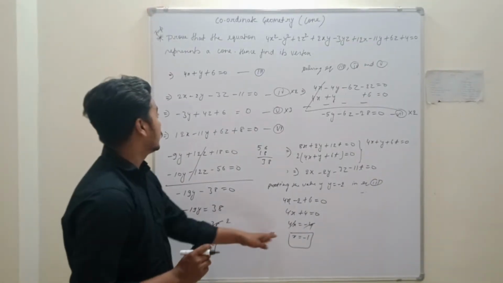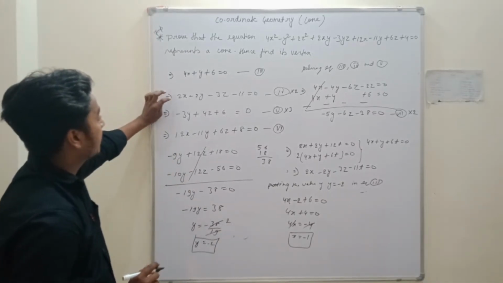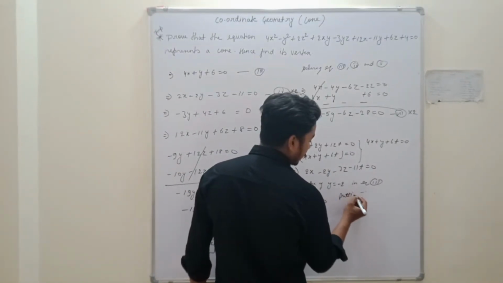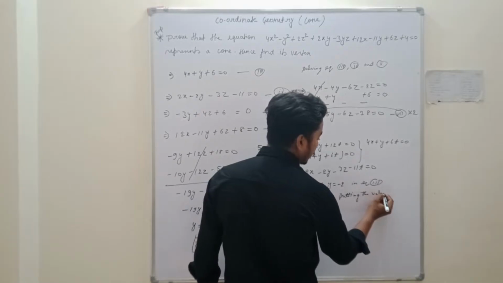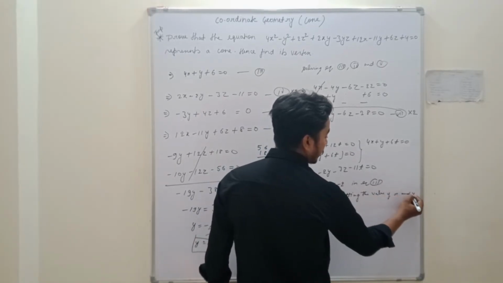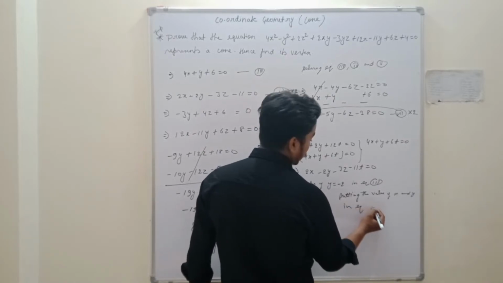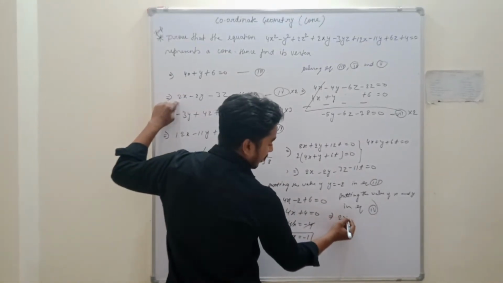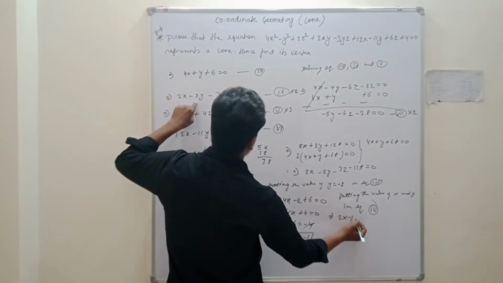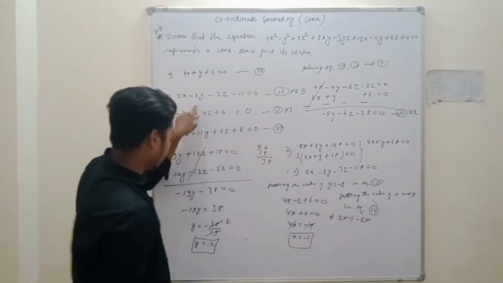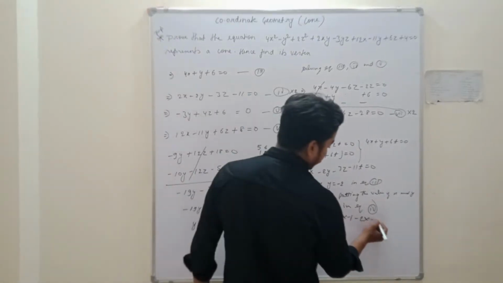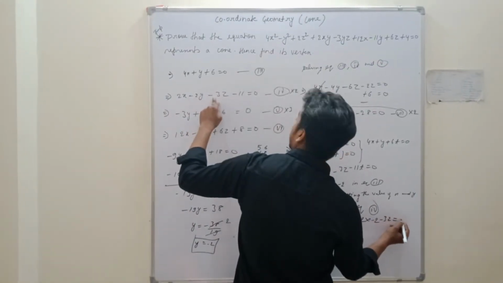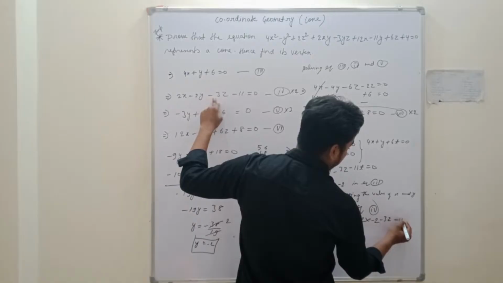Similarly, we have to put the value of x and y in equation 4. The equation 4 is 2x, then 2 multiplied with x is minus of 1, and minus of 2 here, y, the value of y is minus of 2, so we have to multiply with minus of 2, and minus of 3z. Minus of 3z is equal to 0, minus of 3z and minus of 11 is equal to 0.